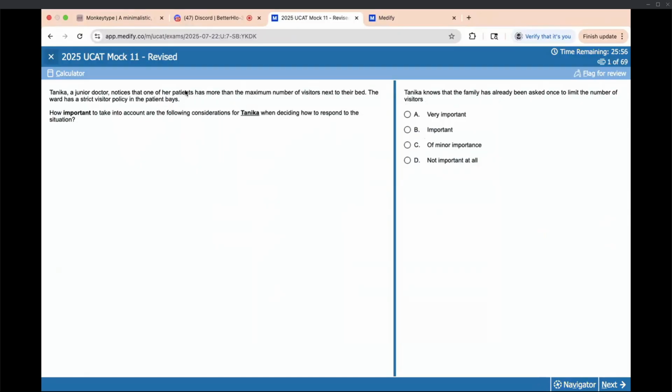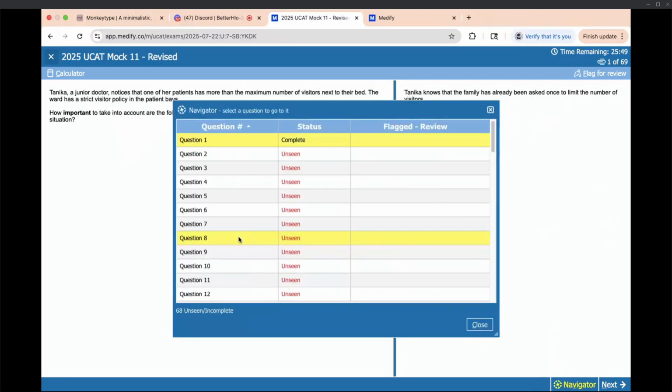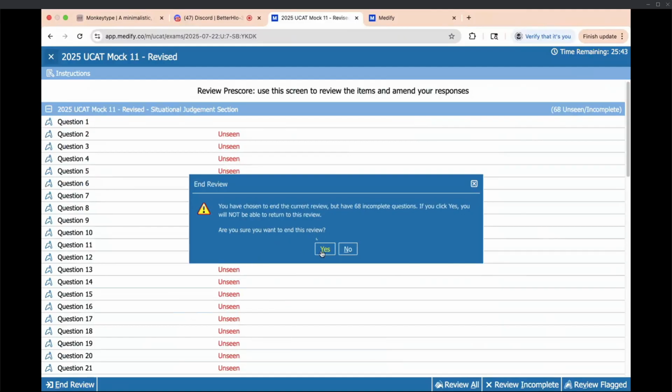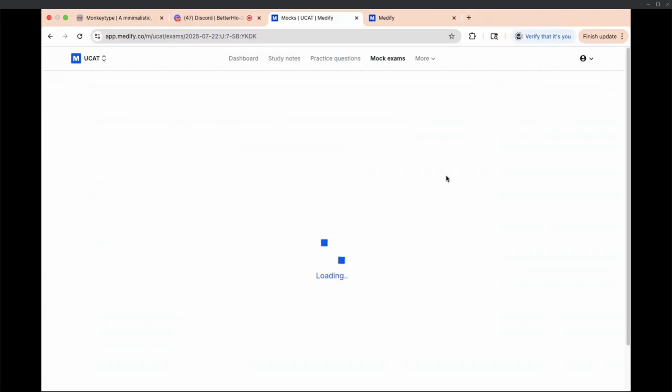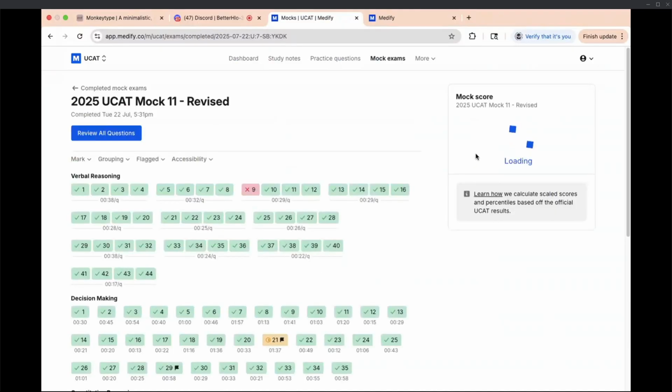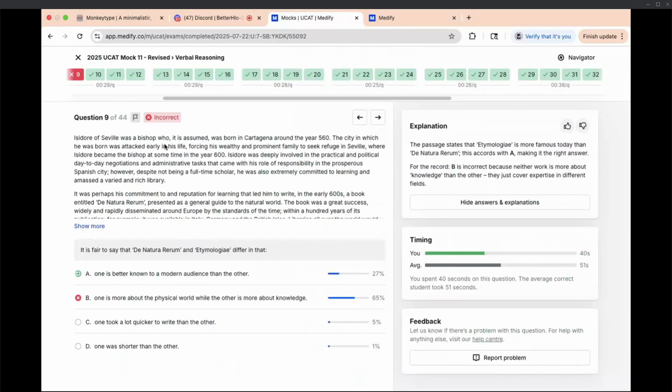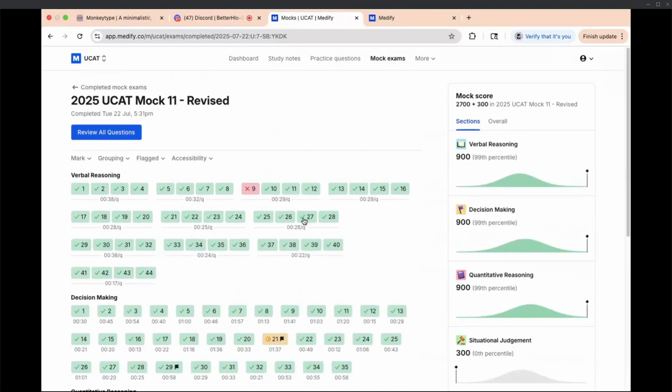Let me do one SJT question with the number of visitors. Very important. Okay. I think this should be a 2600 run. But let's see. Wait, what? Is that my first one? That might be my first one. That actually might be my first one. I got one SJT right.